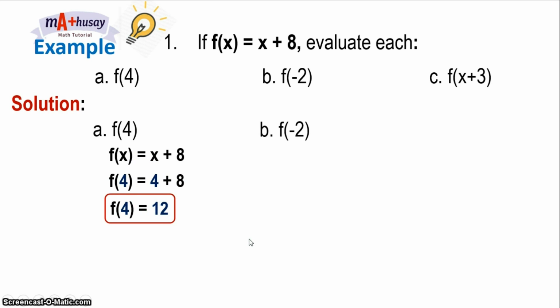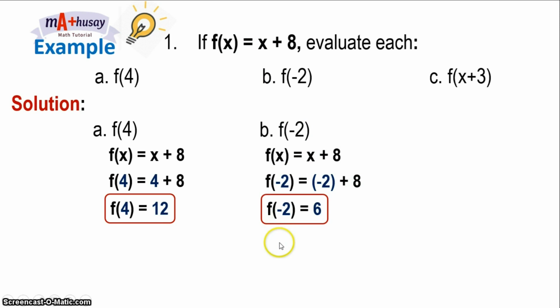How about f of negative 2? So, again, isa-substitute natin ang negative 2 sa lahat ng variable na x. So, we have f of negative 2 equals, so ang x natin, pinalitan natin ng negative 2 plus 8. So, simplifying the right side of the equation, negative 2 plus positive 8. So, f of negative 2 is 6. So, ganun lang kadaling mag-evaluate ng function.